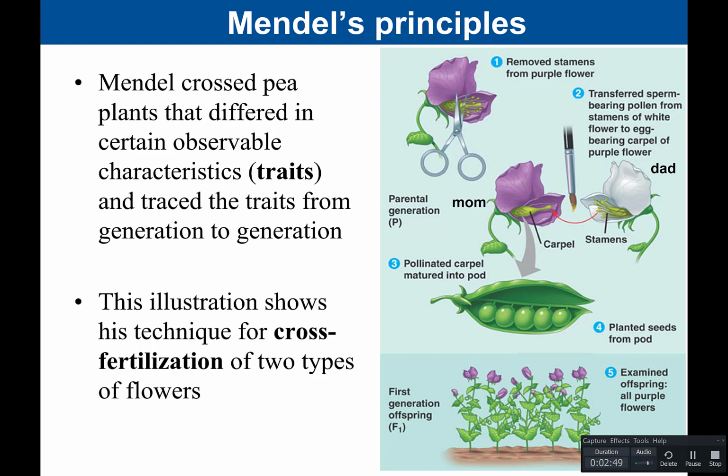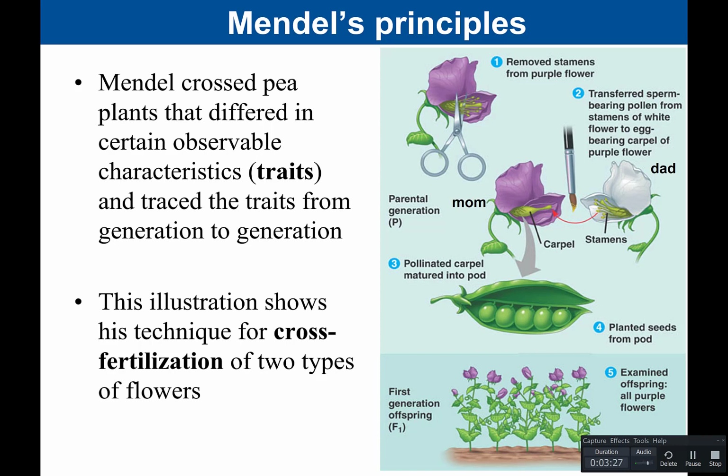So Mendel crossed pea plants that differed in certain observable characteristics or traits, and then traced the traits from generation to generation. And so this illustration that you're seeing on the right shows his technique for cross-fertilization of 2 types of flowers. So we'll call the purple plant the mom. And so he took the mom plant and he removed the stamens. Stamen, think men, male part. That's the male part of the flower, so that that purple flower plant couldn't self-fertilize.